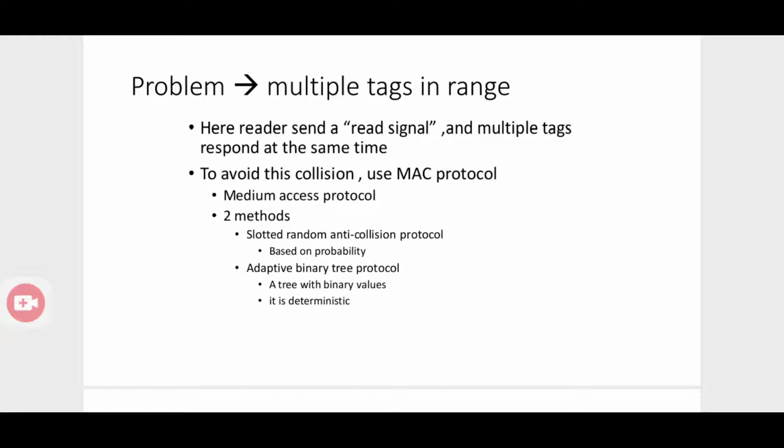So there is a problem in the RFID system. That problem is actually multiple tags in range. Whenever the reader sends a read signal, sometimes multiple tags will respond at the same time. If they respond at the same time, there will be a chance of collision. So to avoid that collision, we are using a medium access control protocol. The two main methods for this are the slotted random anti-collision protocol, which is actually based on probability, and the adaptive binary tree protocol. We can use a binary tree mechanism. It is actually a deterministic mechanism.